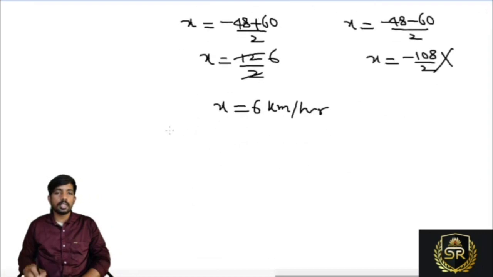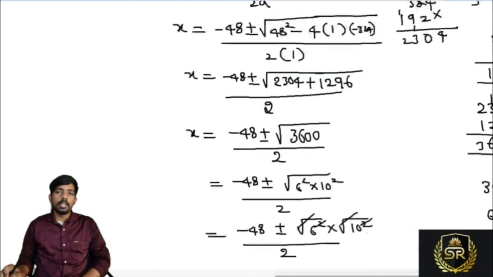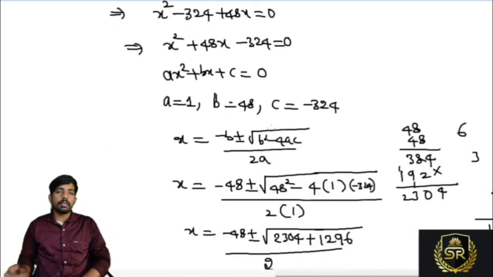Therefore, what is the speed of the stream? Speed of the stream is equal to 6 kilometers per hour. Okay, that's all, this is the solution. This can also be solved here: x square plus 48x minus 324 can be solved by the factorization method also. You can solve it by the factorization method, or else you can solve it in this method.